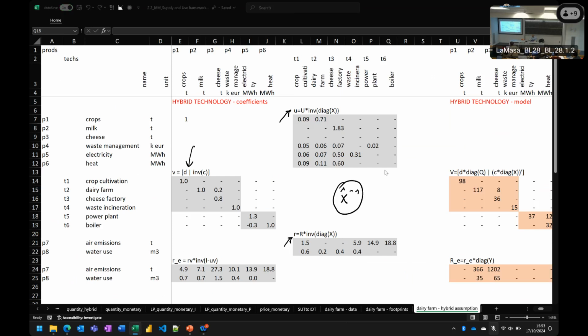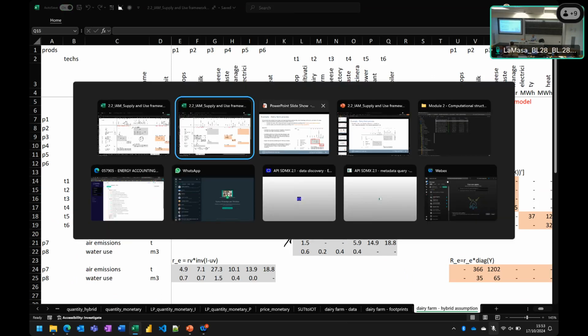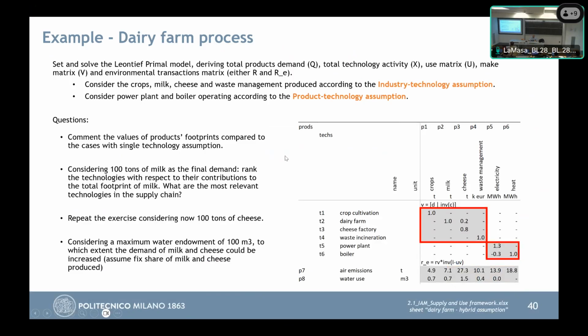Try to do this on your own. And there are some questions, guys. We do not have time today to deal with all these questions, but the idea is that you should rehearse on the new values of footprints that we can calculate based on this hybrid main coefficients table.